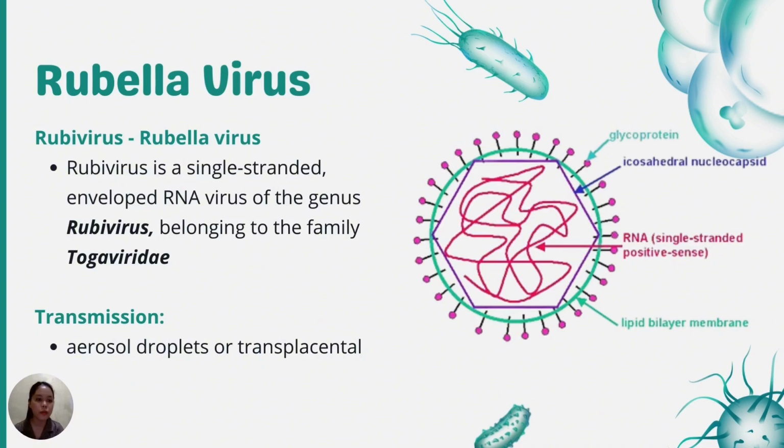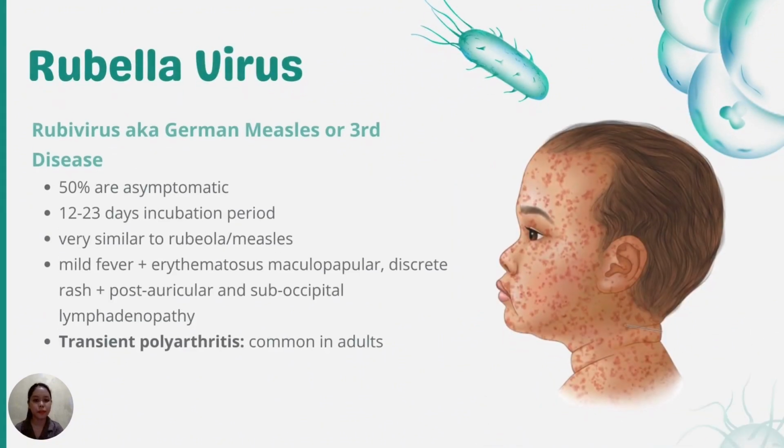Mag-i-start po yung virus mag-replicate sa ating upper respiratory tract, then kakalat po siya sa ating cervical lymph nodes hanggang sa kumalat na po siya sa ating bloodstream. Next.